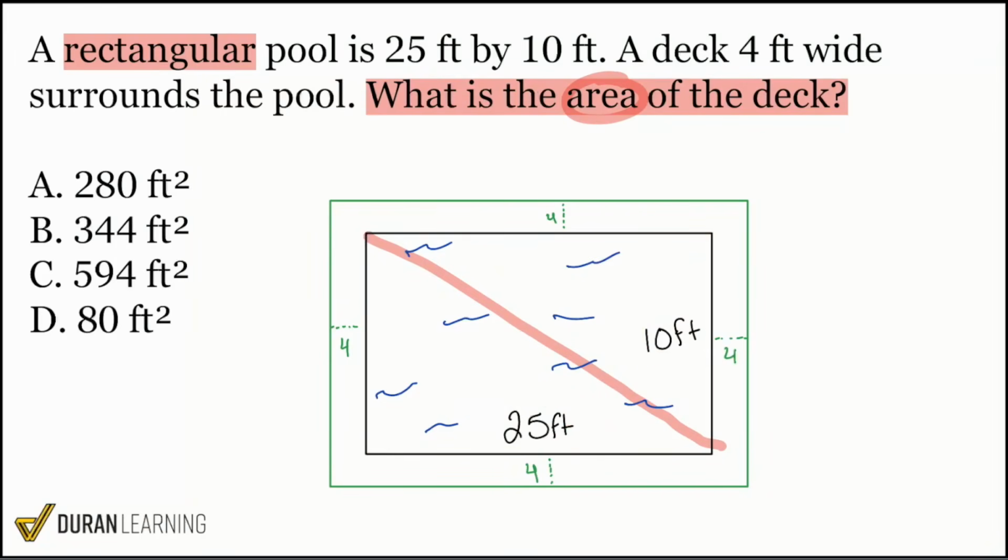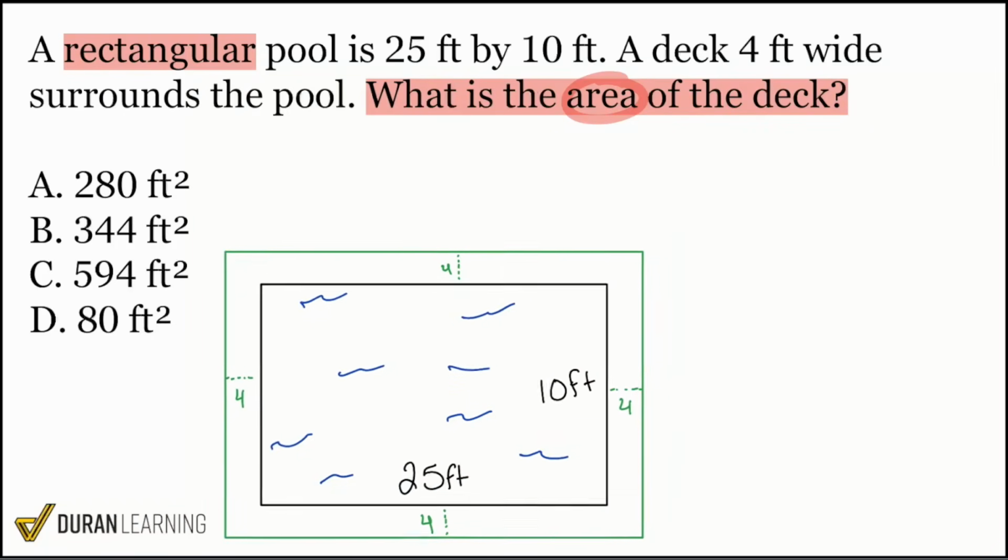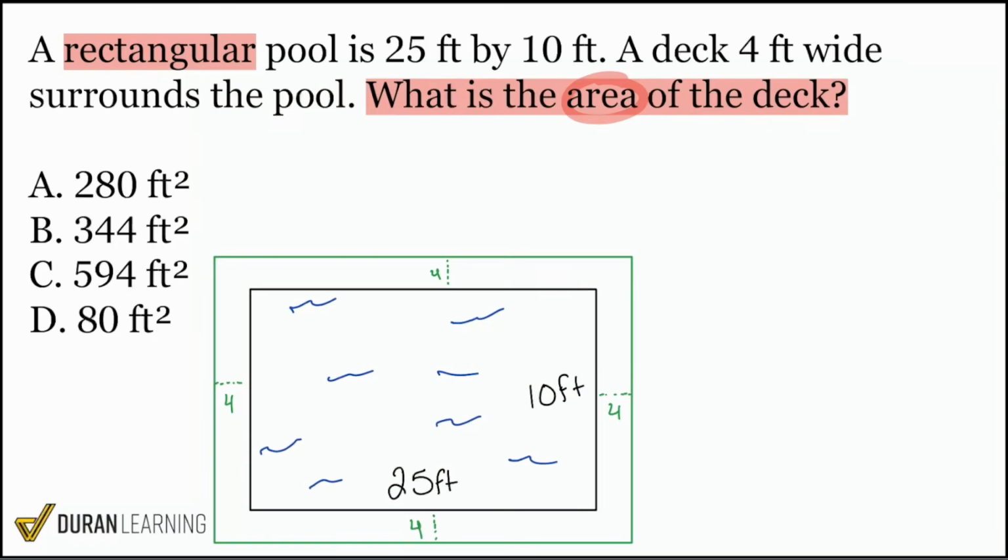But here's the hardest part of the problem that a lot of people get wrong. The hardest part is getting the big area to begin with. Everyone, we're looking at a rectangle, so that's going to be length times width. But can anybody tell me, what is the length going to be? Left to right, who can tell me what that's going to be? Is that going to be 25? Or do we add 4? Or do we add 4 again?